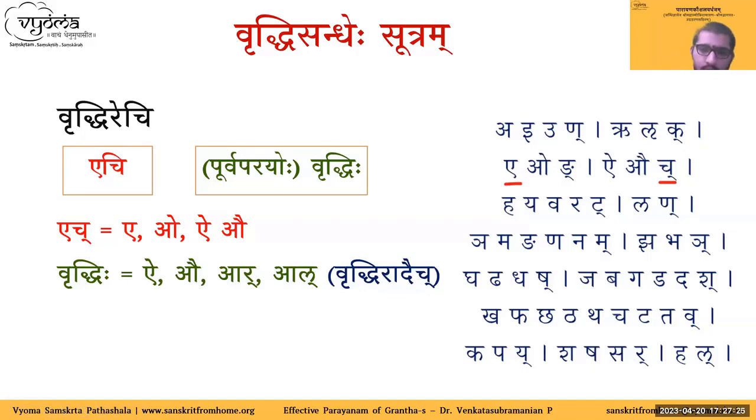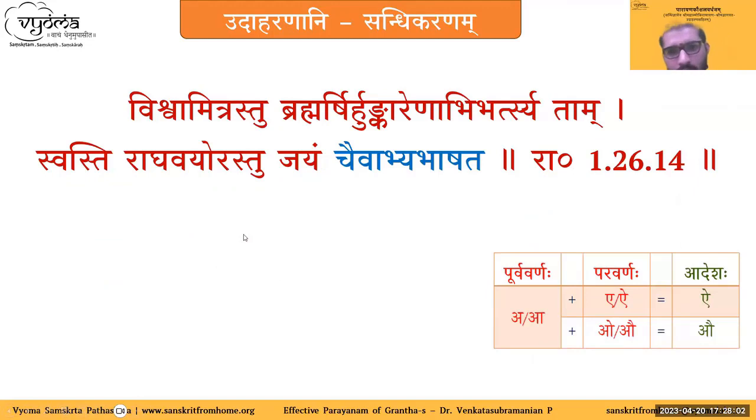So what is vriddhi? It is defined as vriddhiradaich. Vriddhihi at aich. Aich is ai and au. At refers to ar and al. So these are the vriddhi letters. Similar to guna, this term vriddhi is specific to Sanskrit grammar. You shouldn't take the meaning of vriddhi as growth or something else. Vriddhi here refers to these four letters only. So this is the sutra.